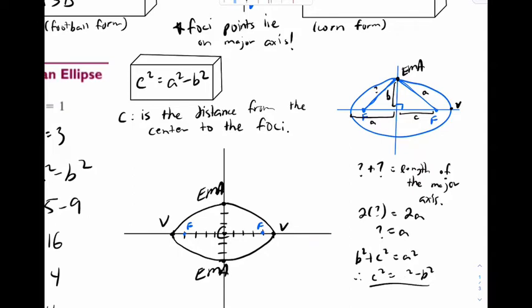That's why it looks like the Pythagorean theorem, because it's derived from it, but the letters are different because of the letters we're given in our ellipse. So if you're wondering where it comes from, that's the idea.